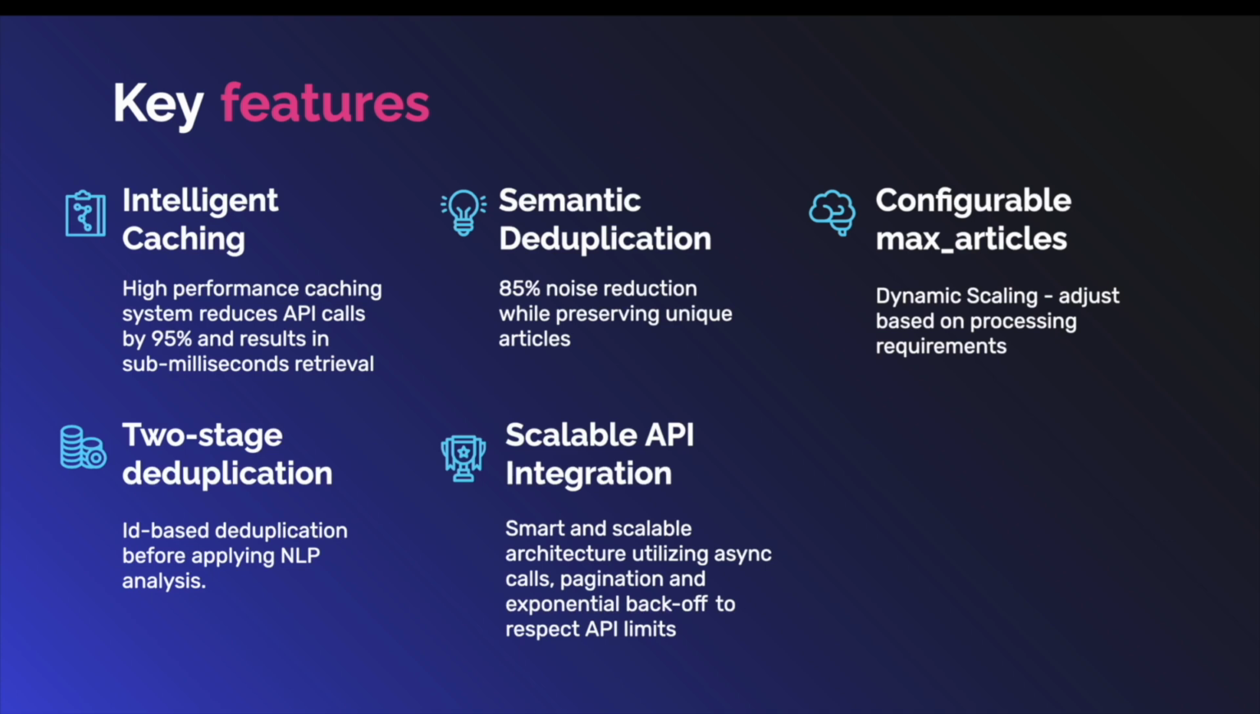The FinHub API actually has certain limits with respect to how many calls can be made in a minute, along with the number of articles that can be returned within one API call. So to respect these limitations, we have utilized async calls along with pagination and exponential backoffs. Therefore, if you want to extend the timeline or make certain other changes, the API still remains scalable and can be used as is.